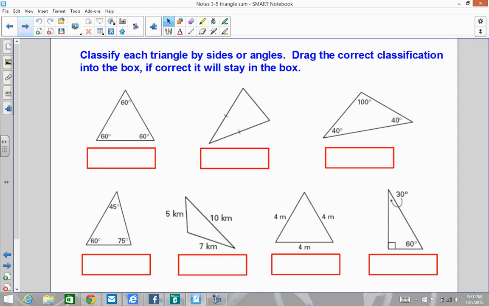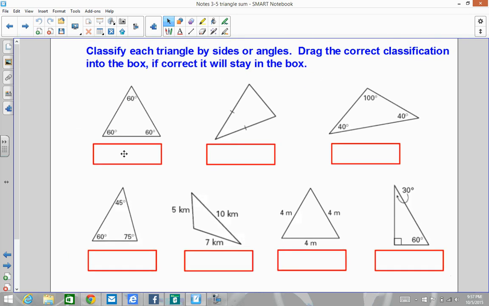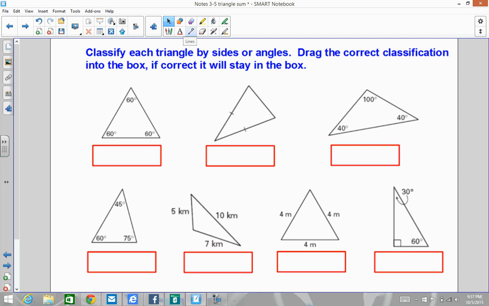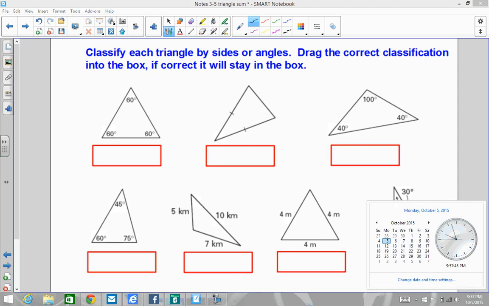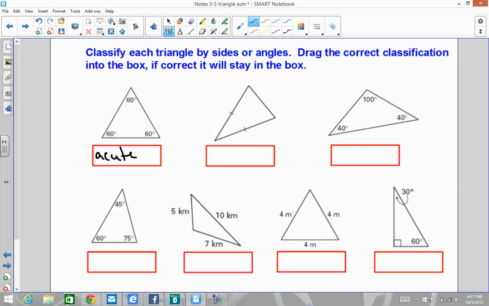So if you would pause the video and write down classifying the triangle by its side or angle. Okay, so now that you're done with that, let's do a little work on getting those names figured out. So this first one right here, this will be an acute triangle. This is an isosceles triangle. This is an obtuse triangle.